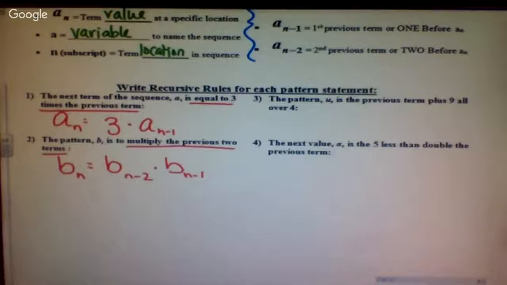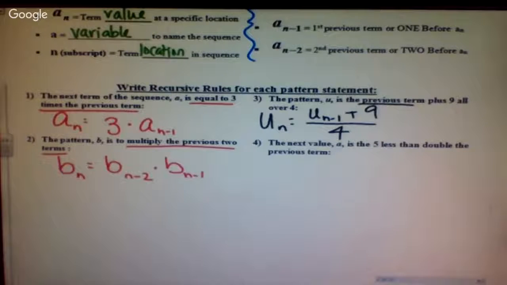Okay, number 3. This time, my pattern is used to U sub n. Okay, it tells me I need to use the previous term. So previous term means 1 step back. So if I'm at U sub n, previous is U sub n minus 1. Okay, then what? Plus 9, all over 4. How long have you wrote unit? Okay. It does kind of look like I wrote unit.